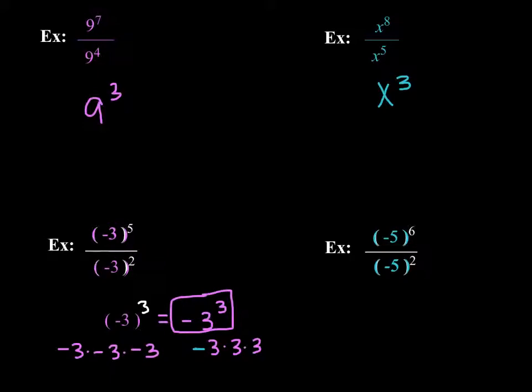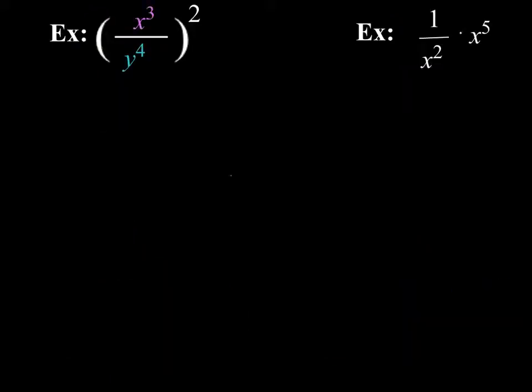On the next example, the base is negative 5, and if you apply the subtraction rule, you'd have it to the 4th power. So that would really mean to do negative 5 times itself 4 times. Since you're going to have 4 negative signs, this is going to come out to a positive answer, so we can just write it as 5 to the 4th.